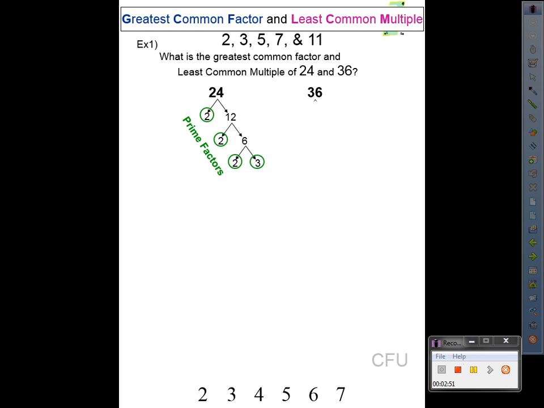Now let me show you 36. 36 divided by 2, that's 18. Divided by 2, that's 9. Divided by 3, that's 3. And once again, these are prime factors. Copy that, please.